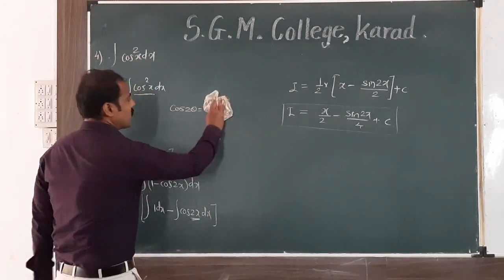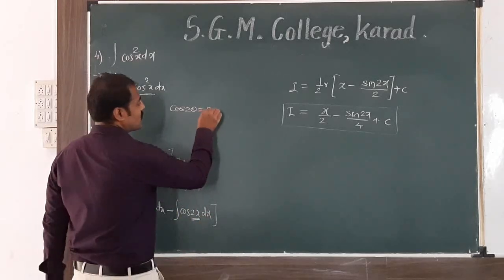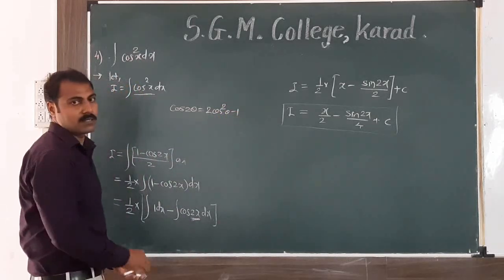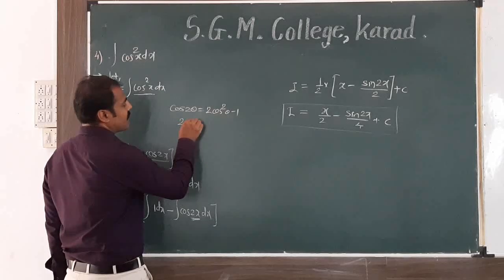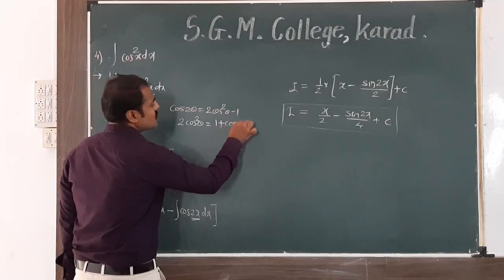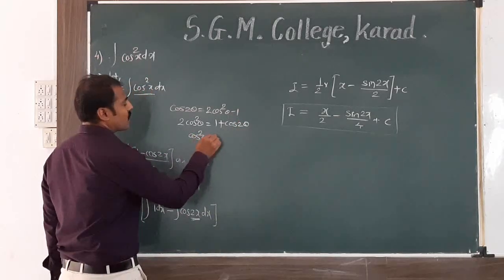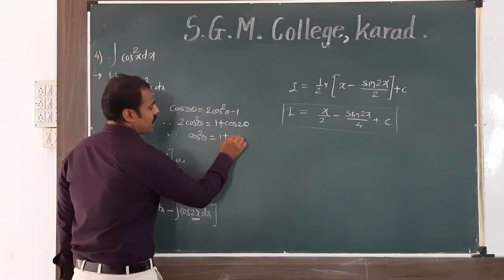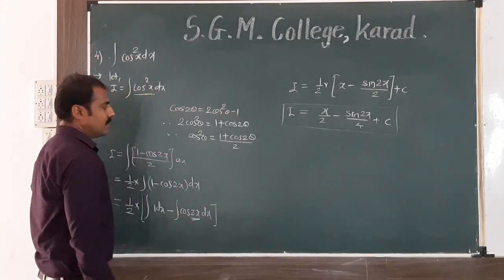Cos 2 theta is equal to... there is another formula for cos 2 theta, which is 2 cos square theta minus 1. From that, we find the value of 2 cos square theta. Yes, 2 cos square theta is equal to 1 plus cos 2 theta. So, what is the value of cos square theta? Cos square theta is equal to 1 plus cos 2 theta divided by 2.